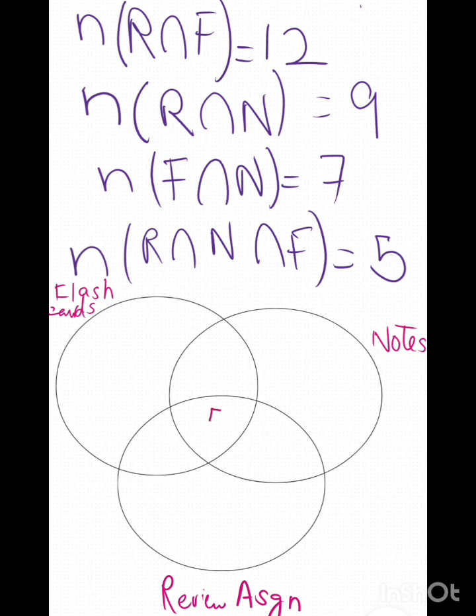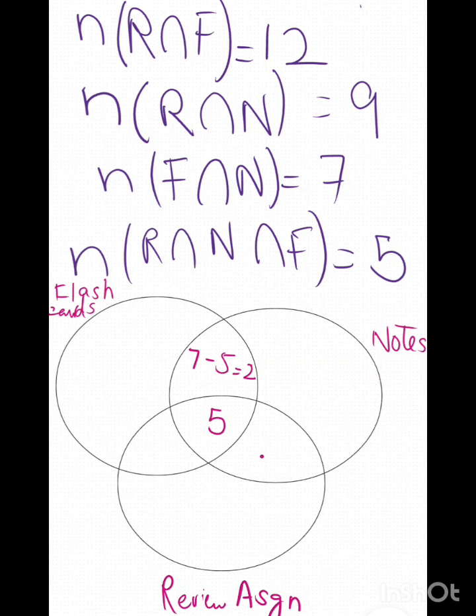So the intersection is 5. So you can write down 5 here. This is the most common point, so we will start from this point. Now F intersection N is 7. So this area is F intersection N. 5 is already there. So 7 minus 5, 2 students will come in this area, so that the total 7 will stay in the area.